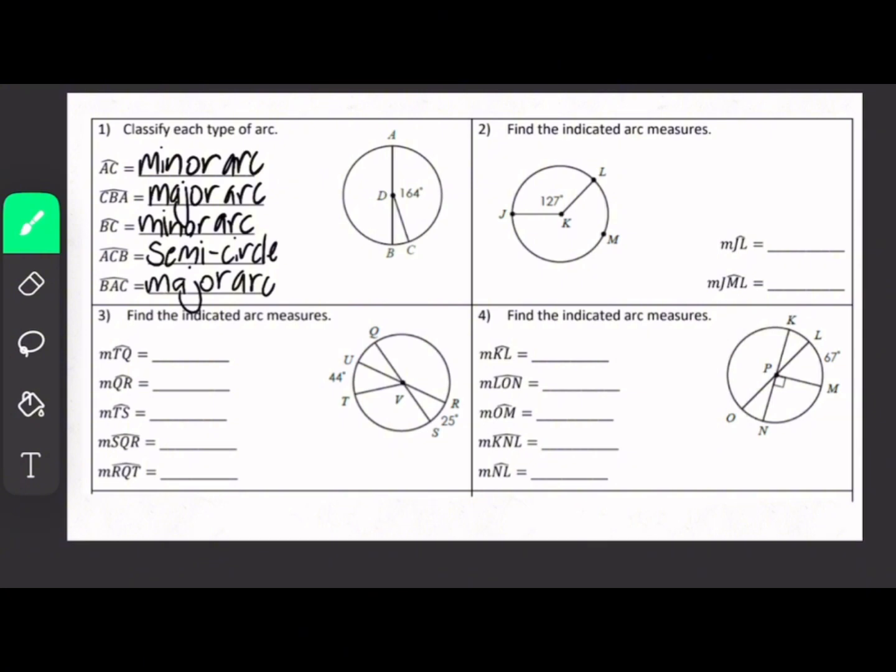Alright, AC is a minor arc because this is less than 180. CBA is a major arc. Dang it. CBA is a major arc because it is more than 180. BC is a minor arc because that's definitely not over 180. ACB is a semi... Oh, other way. ACB is a semicircle. Whoa, go figure. And BAC is a major arc. Got it? Alright, number 2.